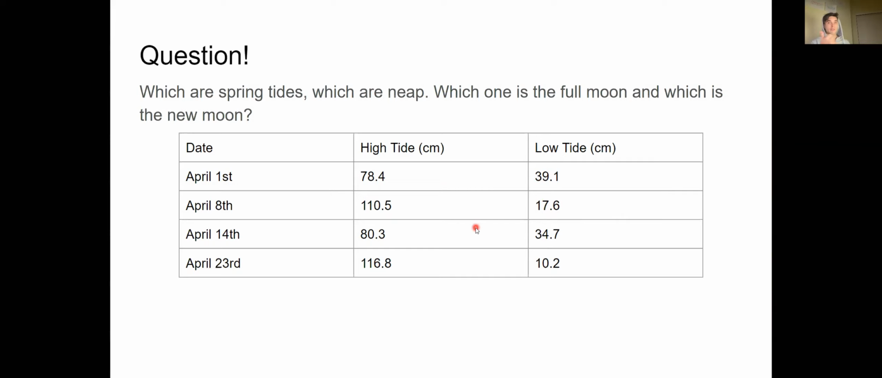So for the test, I might give you one of these. You have to know which one's a spring tide, which one's a neap tide, and maybe which one's the closest to a new moon, meaning which one has the biggest spring tide.